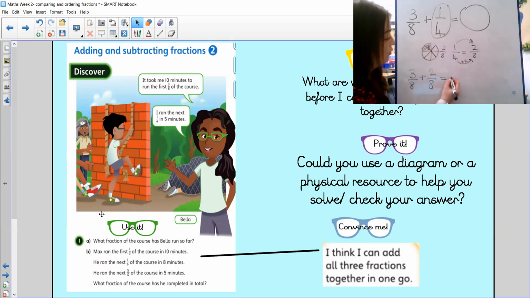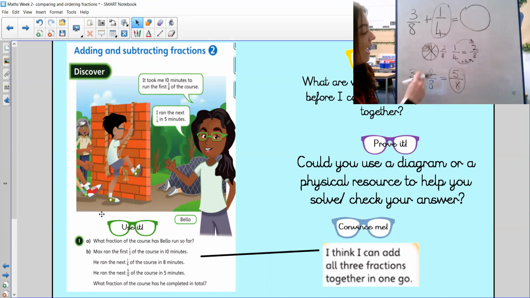I get my equals, and remember when you're adding, do my parts change size? No, unless I'm finding equivalent fractions, which I'm not. It just changes the amount of those parts that I've got. Doesn't change the amount of parts that make my whole. So I've got 3 parts, I've got 2 more parts, 5 eighths. Can I simplify that any further? There's no relationship between 5 and 8, so no. So 5 eighths of the course is what Bella has run so far.